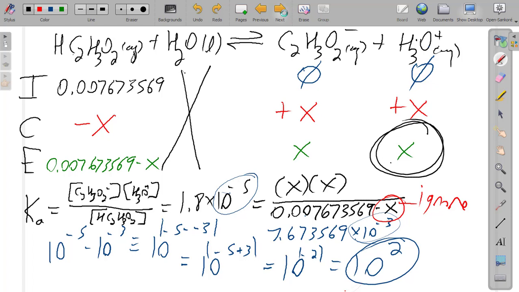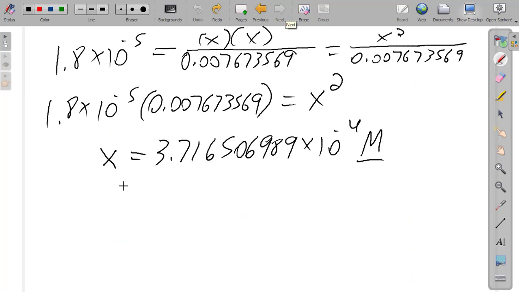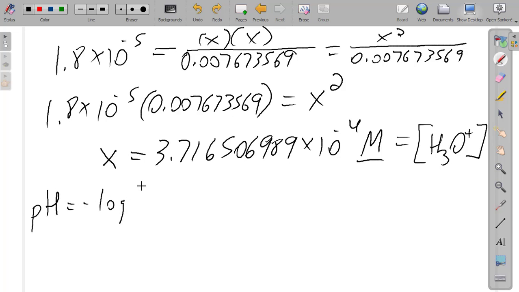So, switching back, this equals the hydronium concentration. And the reason that's important is because we're trying to calculate the pH. So now we know the hydronium ion concentration in solution. So the pH is equal to the negative log of 3.716506989 times 10 to the minus fourth.